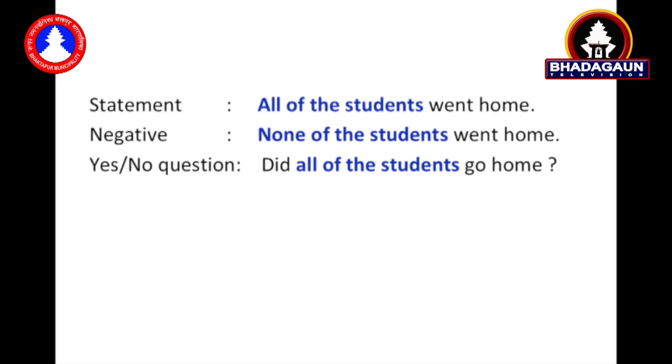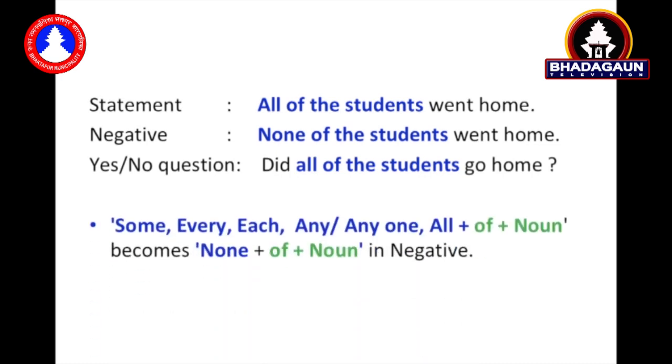Now from this example, we can say that some, every, each, any, anyone, or all plus of plus noun in the subject of a sentence is changed into none plus of plus noun. This means some is changed into none, every is changed into none, each is changed into none, any is changed into none, anyone is changed into none, and all is changed into none, and then of plus noun in the negative.